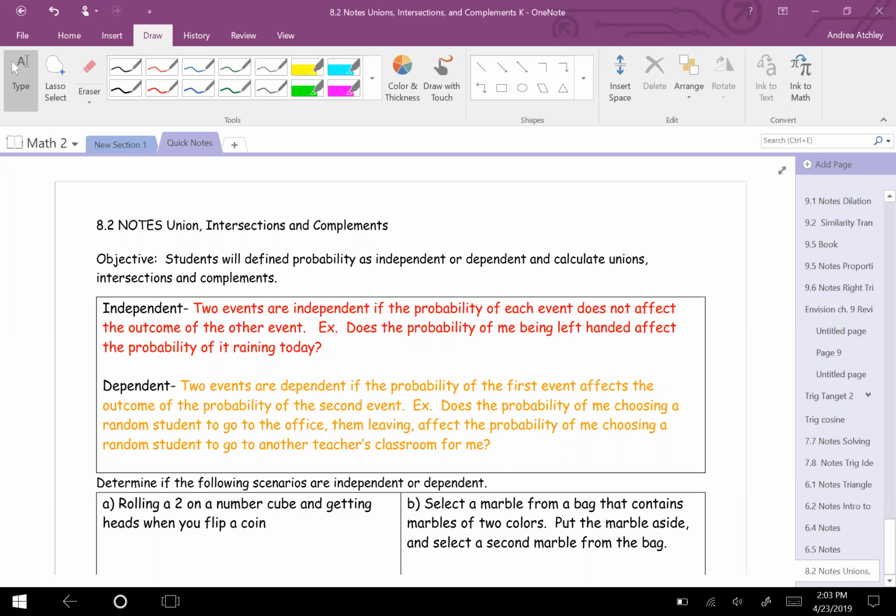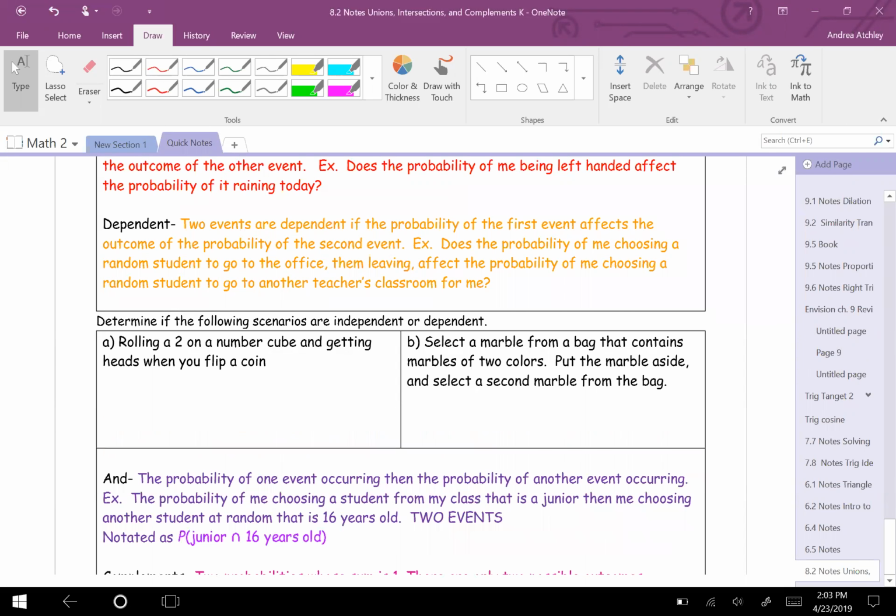So I want you guys to choose A and B, which ones are independent, which ones are dependent. Write down which one you think is dependent, which one is independent. Read the scenarios.